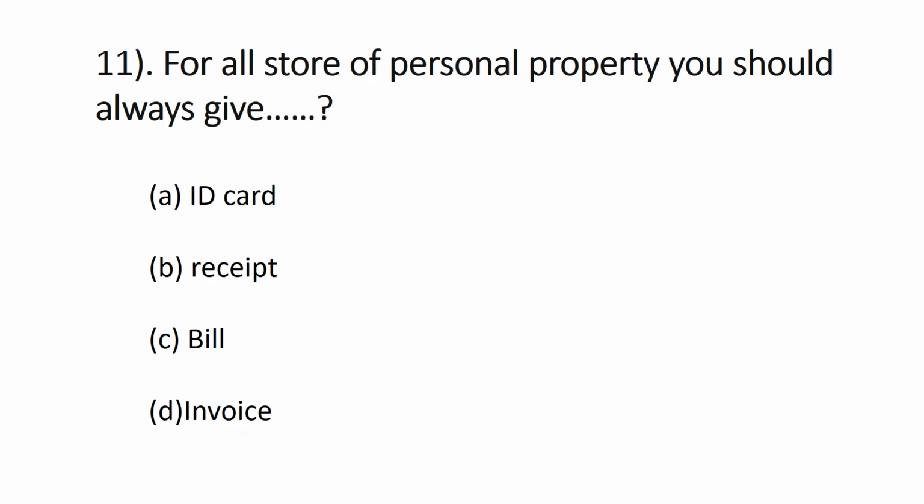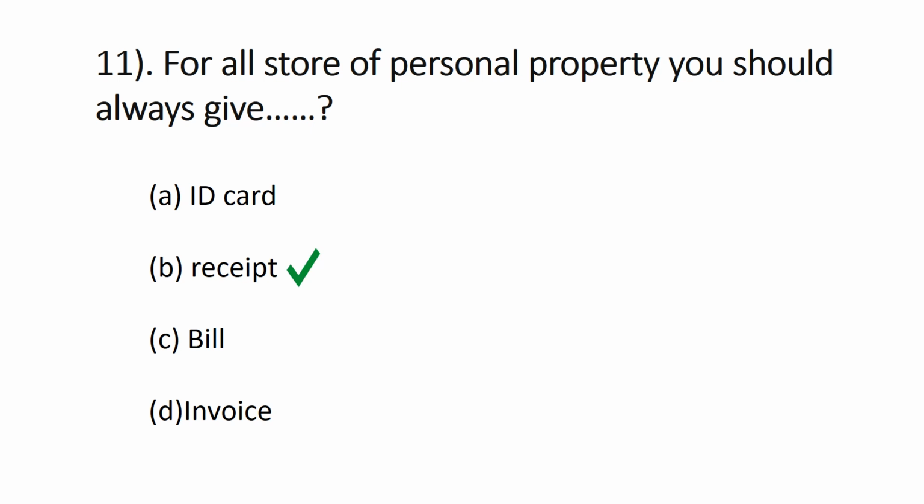Question number 11. For all the store of personal property, you should always give ID card, receipt, bill, or invoice. What could be the correct answer? ID card, receipt, bill, invoice. The correct answer is B.